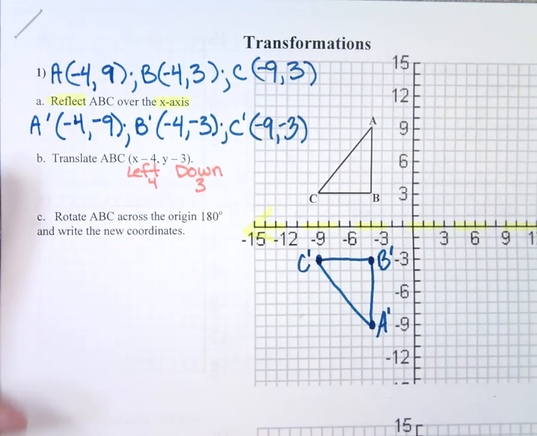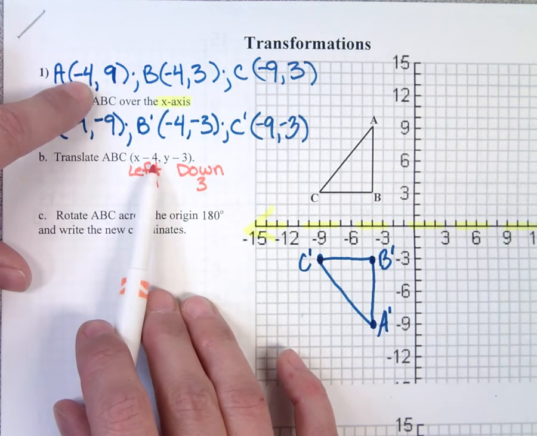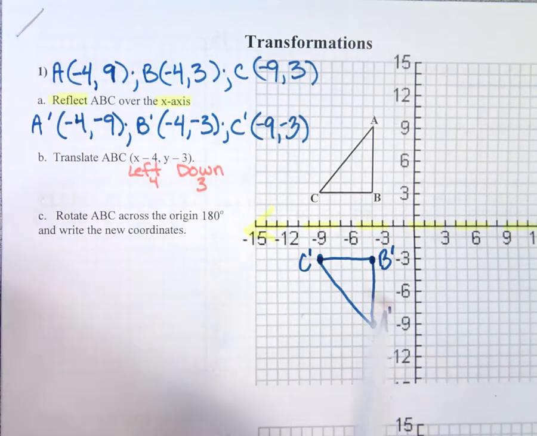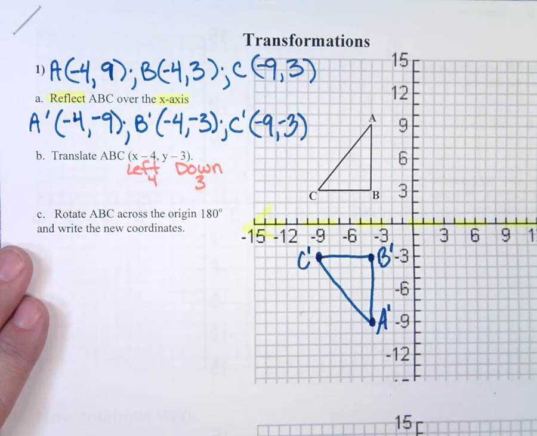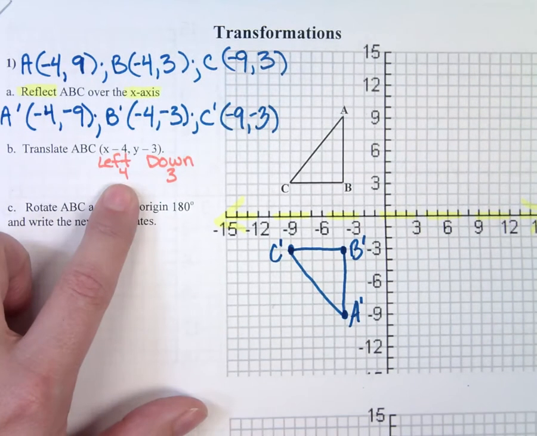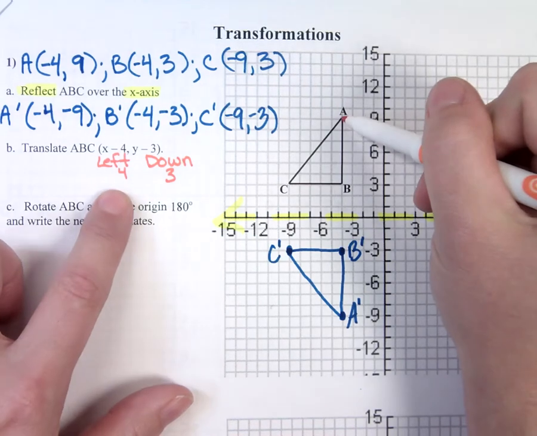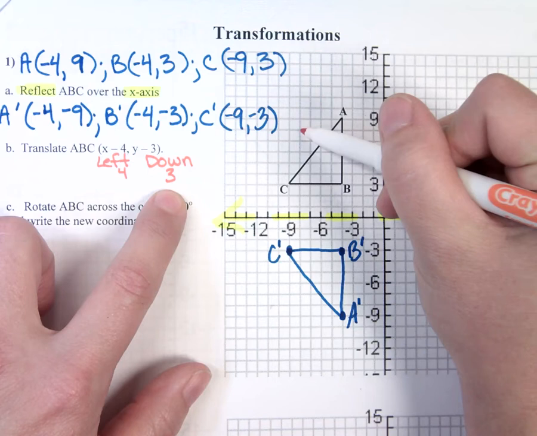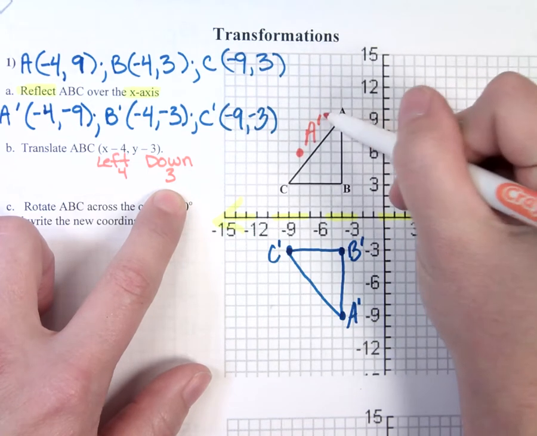Well, I could do it two ways. I could take my x coordinate and subtract 4 and get that answer. I could take my y coordinate and subtract 3 and get that answer. Or I could just move the whole triangle left 4, down 3, and then figure out where they are. So I'm going to do it that way. I'm going to take my A, and I'm going to go left 4, 1, 2, 3, 4, and down 3, 1, 2, 3. Here's my new A, and that is called A double prime.